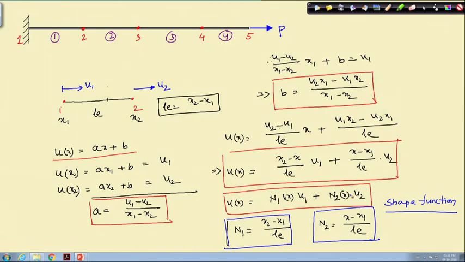And what is the basis of arriving at this expression for N1 and N2? We assume that u varies along the length of this element linearly. We can have quadratic variation, we can have cubic variation for different kinds of elements, and we will get shape functions accordingly. These shape functions are important.